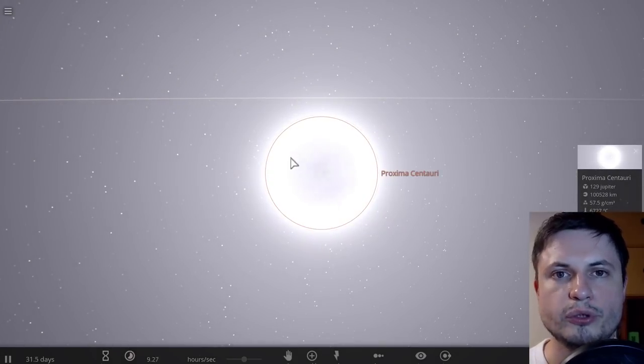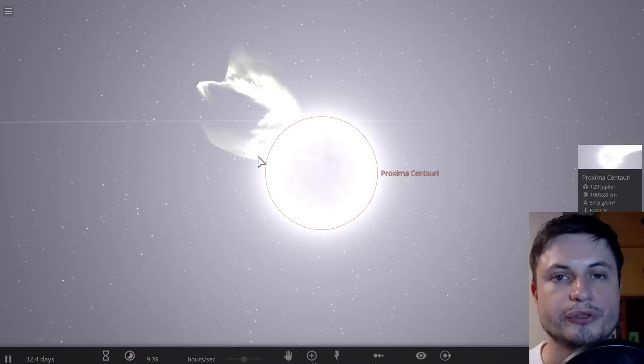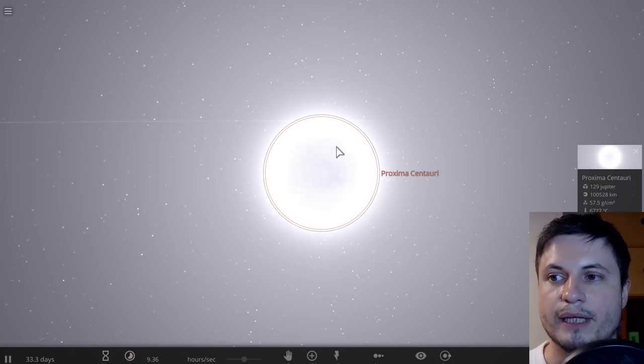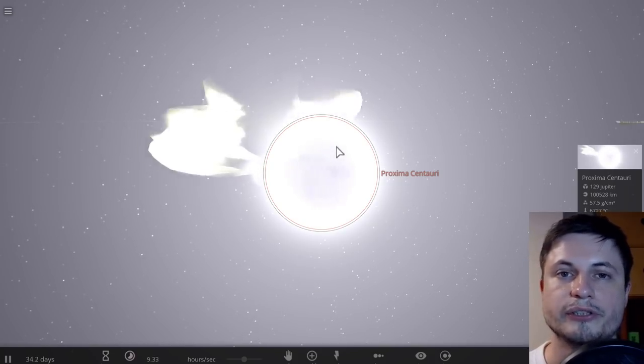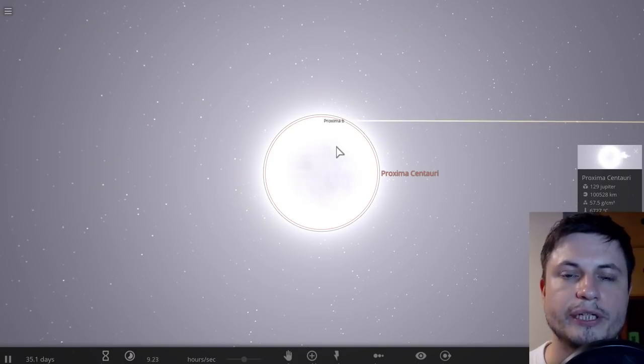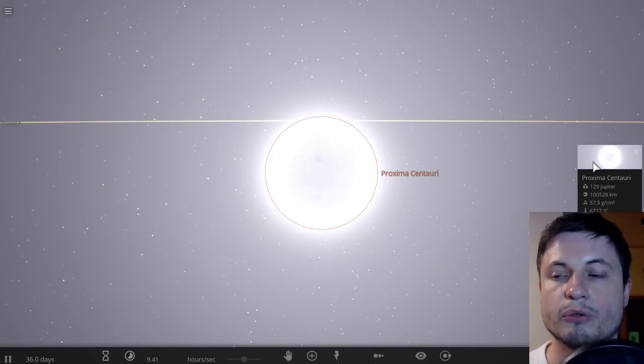Now, following the blue dwarf stage, it's actually going to start cooling down again, and at some point will transition into the third stage, very similar to our own sun. It will actually become a white dwarf.